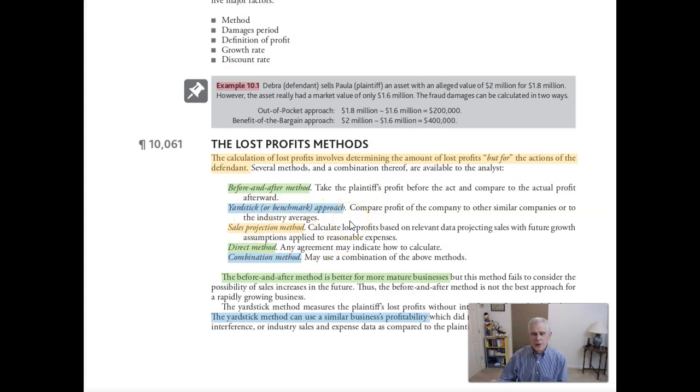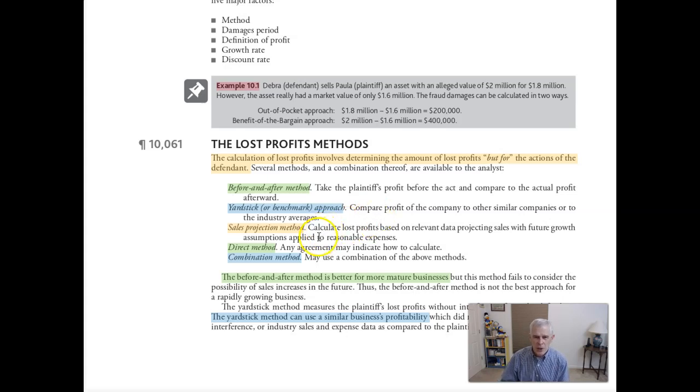You don't just look at the plaintiff's numbers. You compare the plaintiff to other companies in the same industry, and so you might then come up with a different amount. Again, if you believe this is the best method to use, maybe you don't have the data available for the before and after method, maybe you can use this method. So you're not just using the current company's numbers, you're looking at other companies in the same industry, how would they have done? And use that to then estimate what the damaged company's numbers would have been.